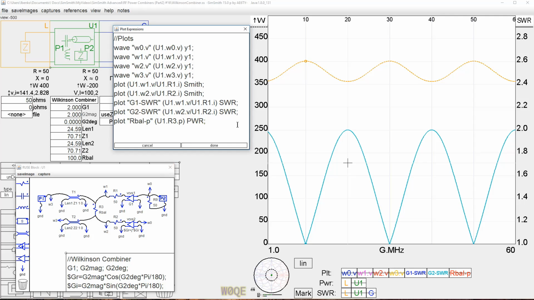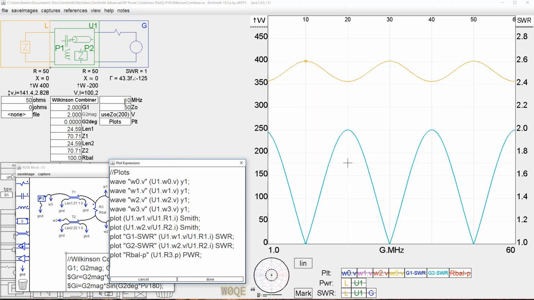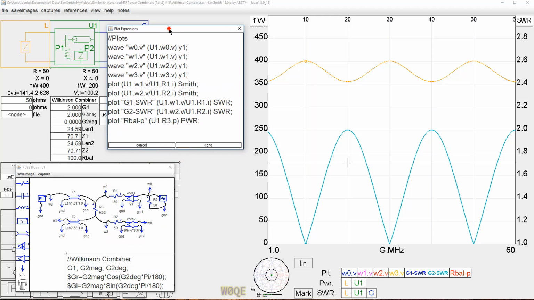Let's start off at the beginning. It's designed to be a 10 megahertz combiner. So I look at 10 megahertz here on my plot, and I see 2 things. This green scale is the SWR for generator number 2. I turn it off, and this one's laying right underneath of it. It's SWR generator number 1. Those both have a very good SWR at 10 megahertz.